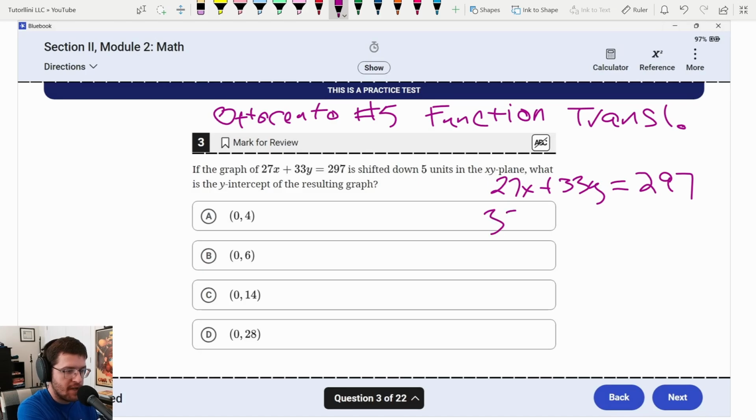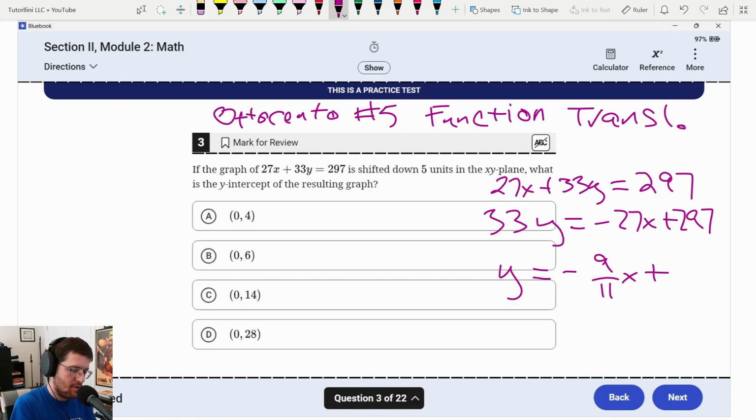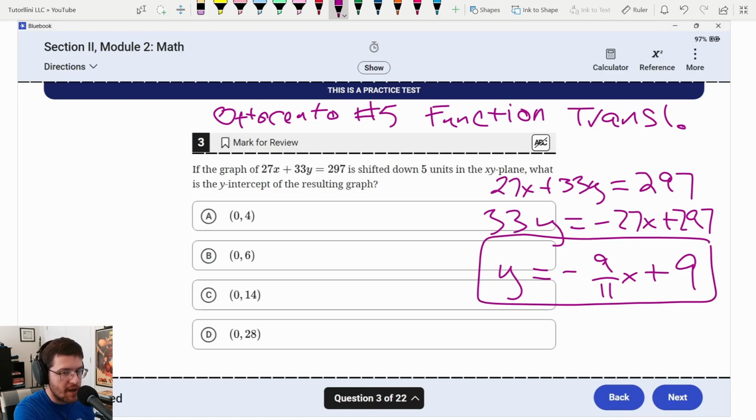Subtract 27x from both sides. I get 33y equals negative 27x plus 297. And then I divide everything by 33. Negative 27 over 33 is negative 9/11. And then 297 over 33 is 9. So we've got this line, and the y-intercept is 9.